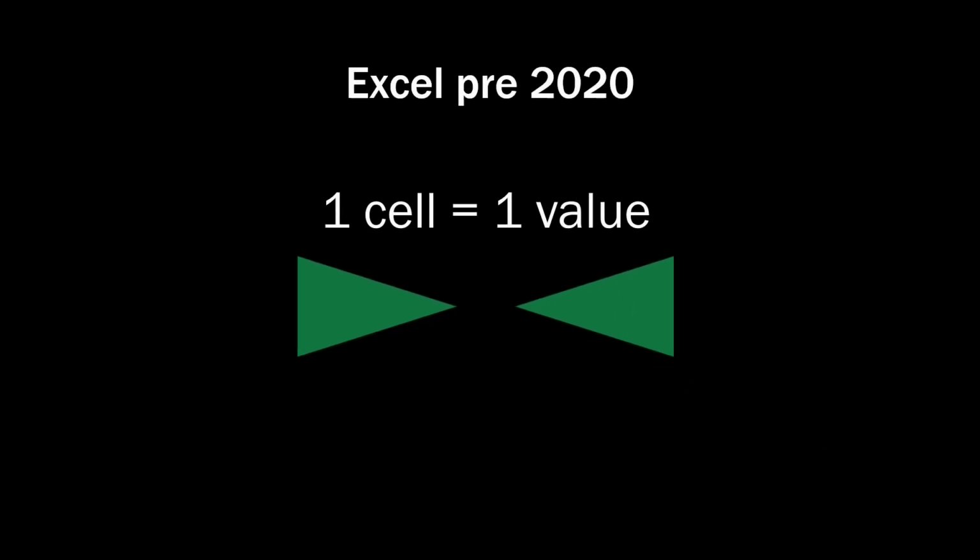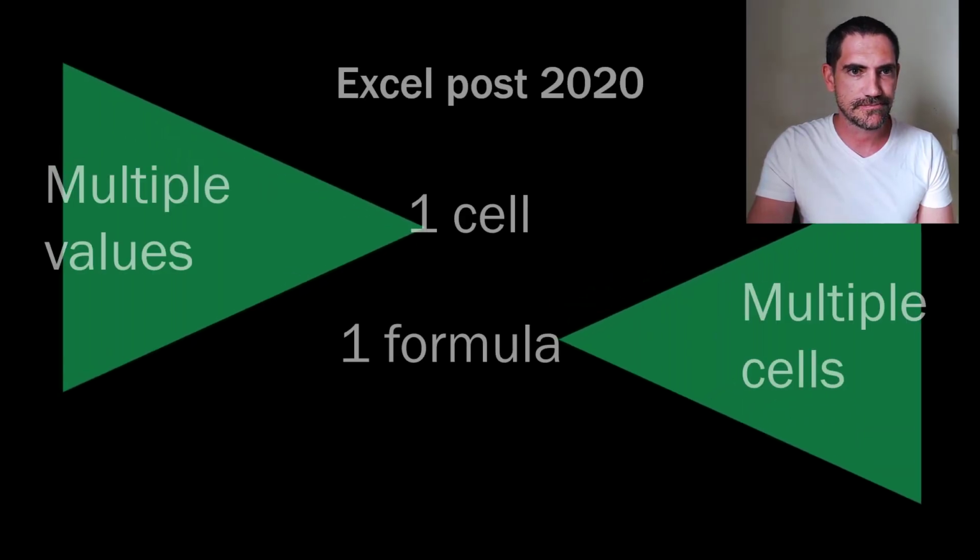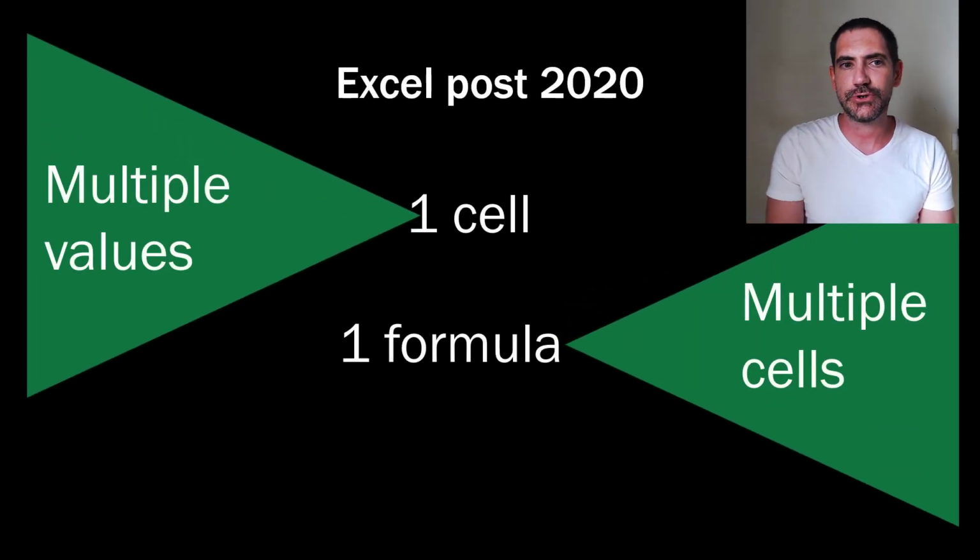Because pre-2020, there was one fundamental concept. One cell could contain one value, no more, no less. And then everything changed. Since 2020, one cell can now contain multiple values. And one formula can return multiple cells. So we're going to see examples of both of these. In fact, we've already kind of seen them, but we'll see what that means as we go into this.